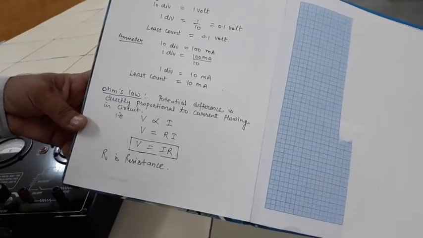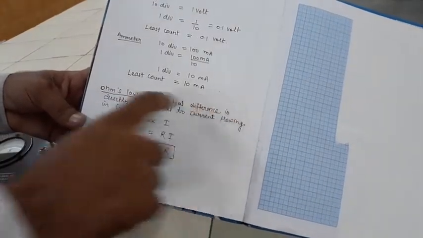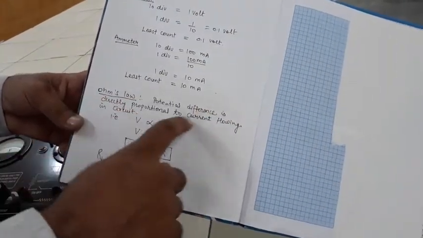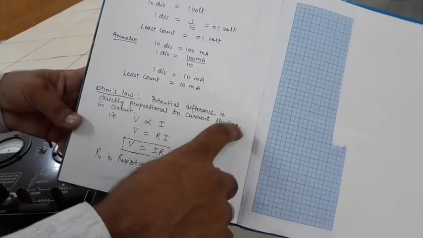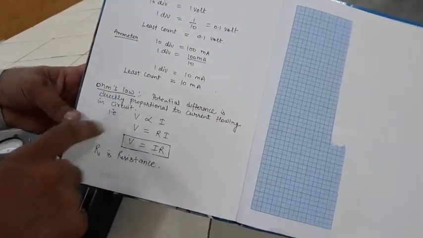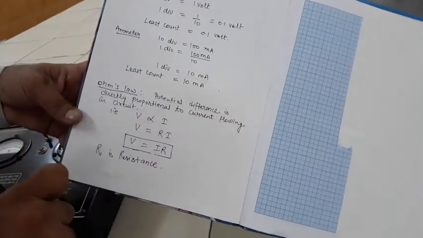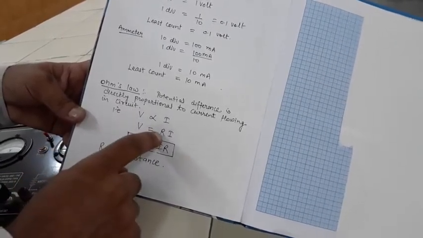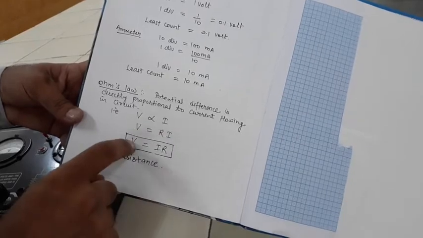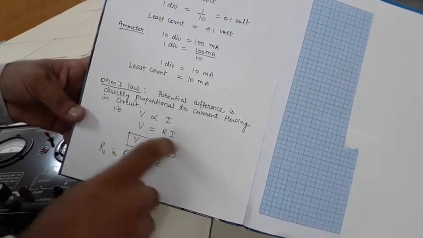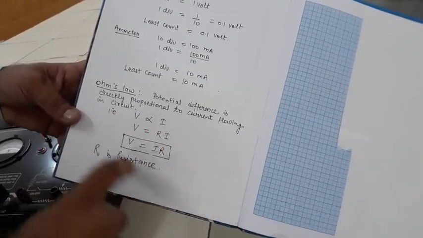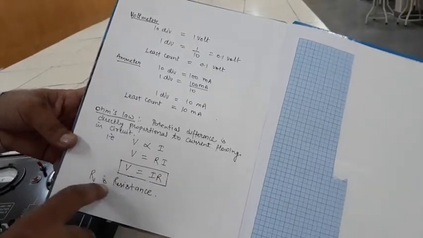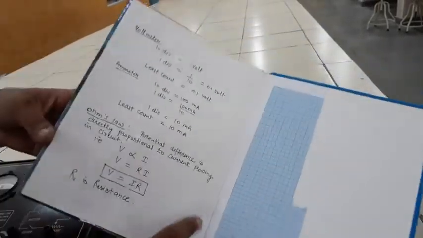Now what is Ohm's law? As most of the students know about Ohm's law, the potential difference is directly proportional to the current flowing in the circuit, that is V proportional to I. Removing the proportionality, V is equal to IR. This equation is known as Ohm's law, where R is resistance.